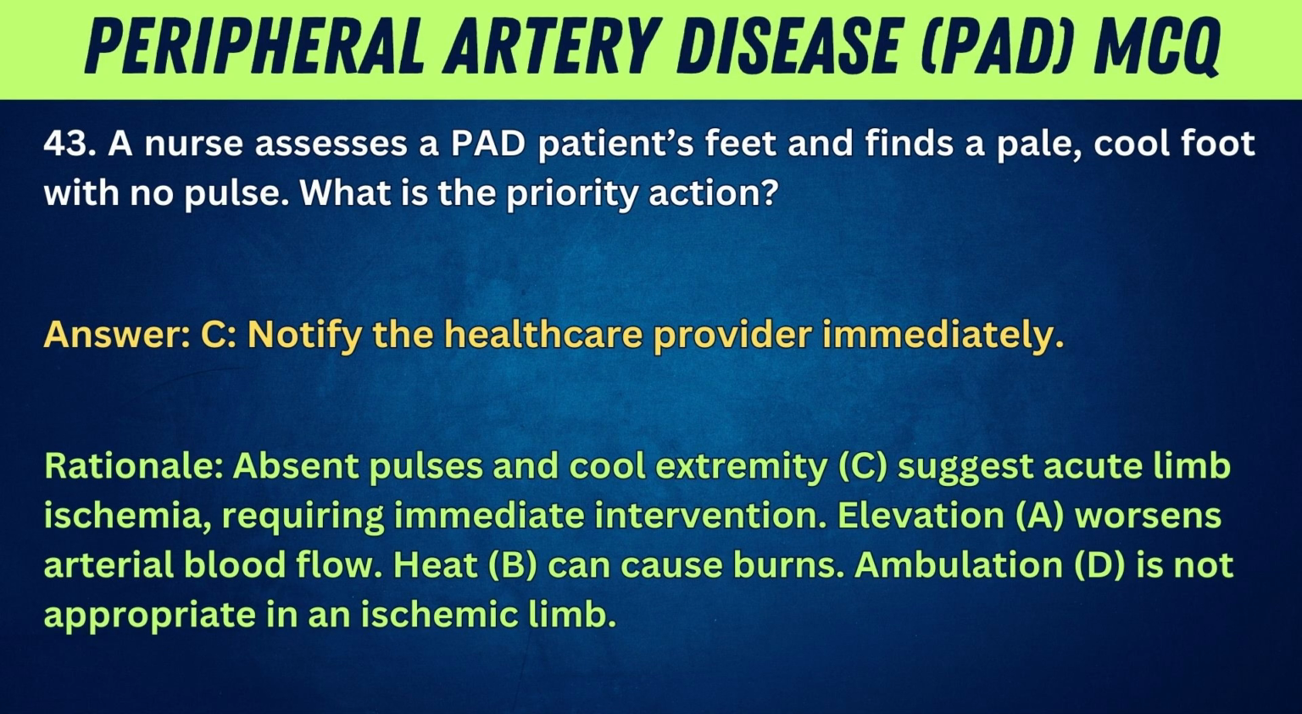Notify the healthcare provider immediately. Rationale: absent pulses and cool extremity, C, suggest acute limb ischemia requiring immediate intervention. Elevation, A, worsens arterial blood flow. Heat, B, can cause burns. Ambulation, D, is not appropriate in an ischemic limb.